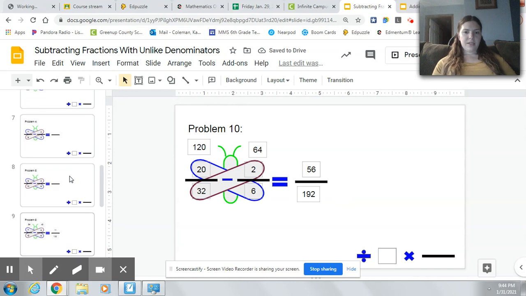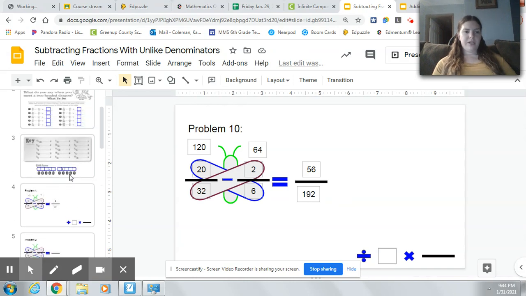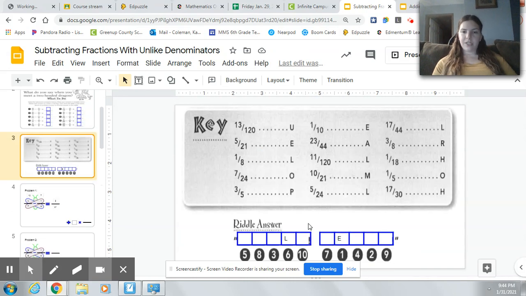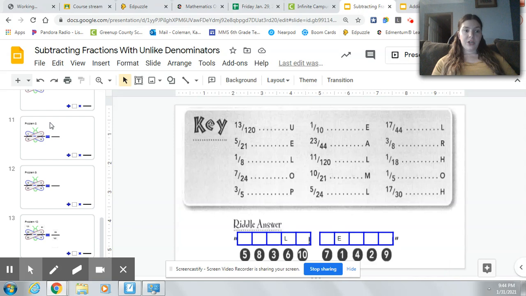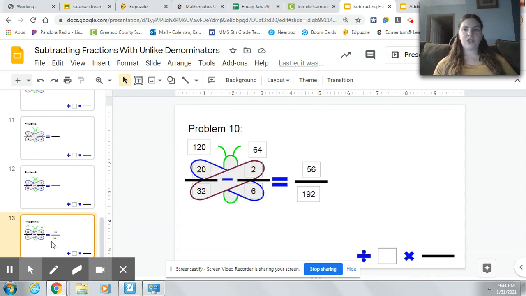If I go to my answer key and I look for 56 over 192, we're not going to find it anywhere. It's not on there. That doesn't mean your answer's wrong. That means that you need to simplify your answer. So you need to think, what is a common factor of 56 and 192? What can I divide both of those numbers by?